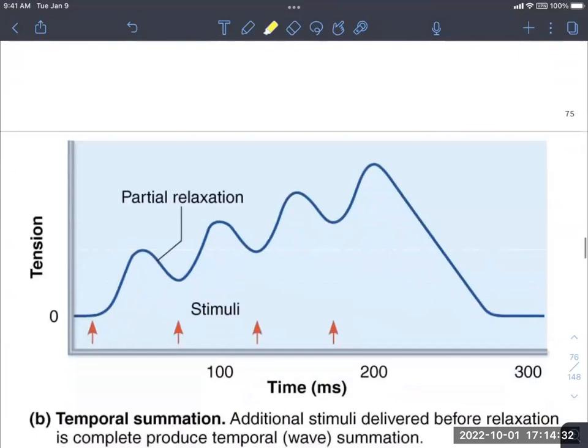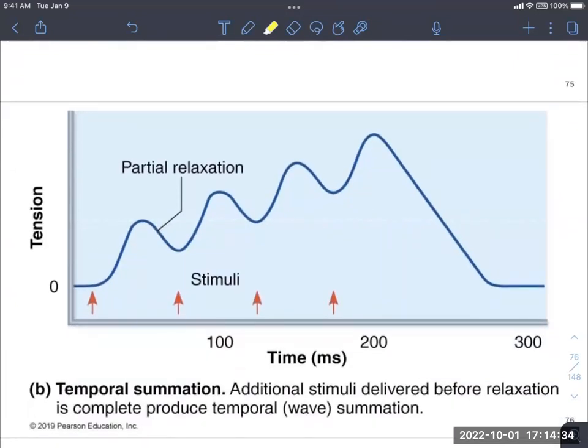So here is temporal summation. As this muscle starts to relax, we get another stimulus. Here's our initial stimulus. Oh, here's another one. We haven't relaxed yet. Oh, there's another one. We haven't relaxed yet. There's another one. So you can see the tension, the strength of that contraction, gets higher and higher and higher. This is what produces a strong contraction.